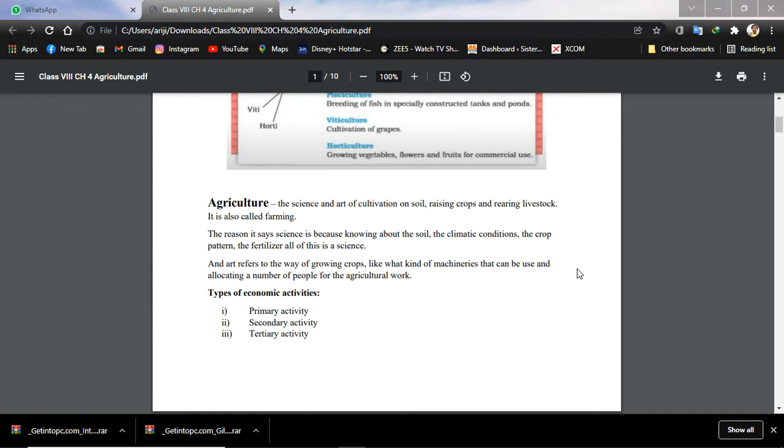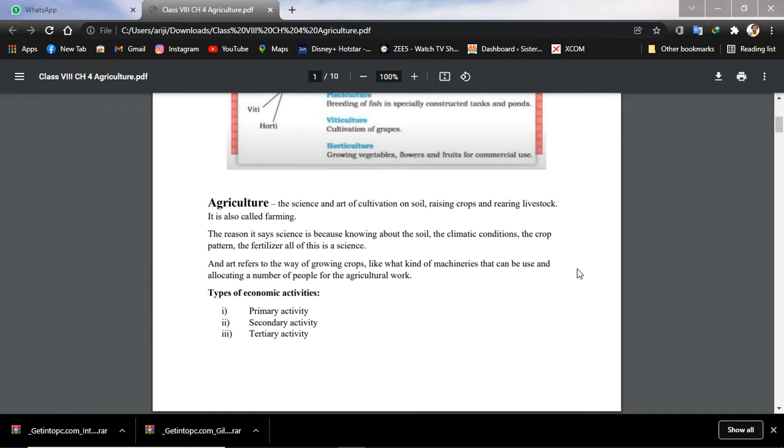The reason behind these two words, science and art: it is science because we have to know about the soil, the climatic conditions, the crop pattern and the fertilizer. On the other hand, it is art because of the growing of the crop, like what machineries we use for growing the crops, and also the number of people allocated as agricultural workers.